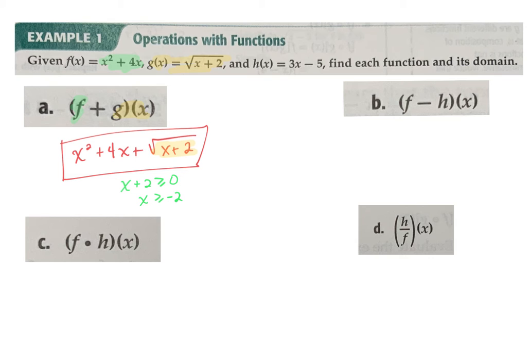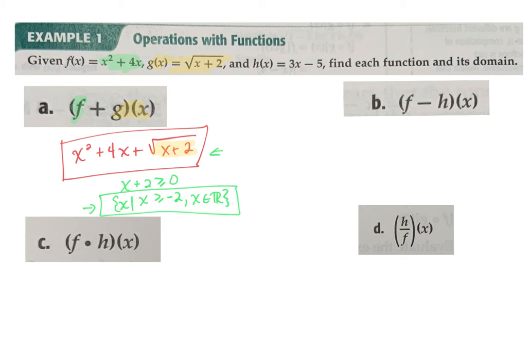You can find out where it is versus where it isn't. If you find out where it is, that is your domain. Once you have found out where it can be, that is your domain. So you've answered both pieces: you've added it up and you've let them know if there are any stipulations on the domain.